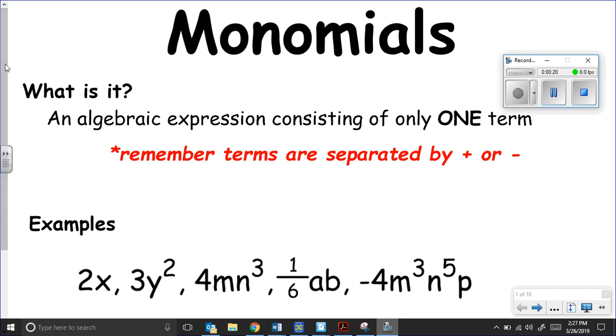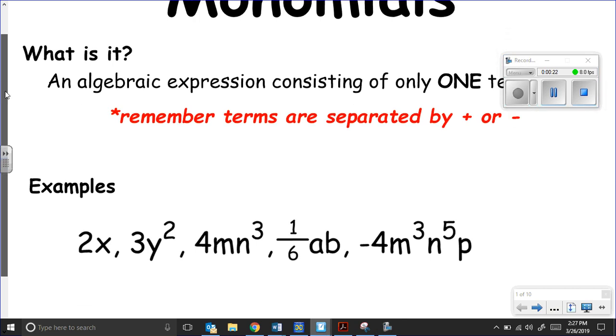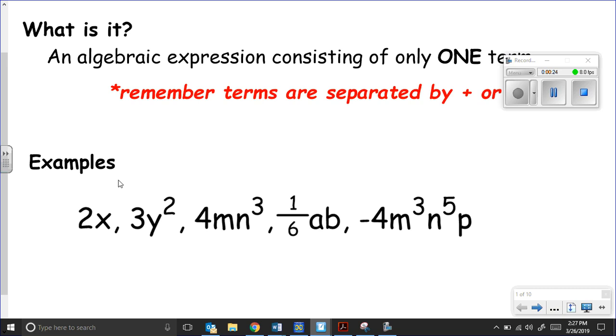Okay, so some examples of monomials are something like 2x, 3y squared, 4m to the third power, 16ab, negative 4m to the third power, n to the fifth power, p. So hopefully you see that in these there were no additions or subtractions, and everything's being multiplied together.